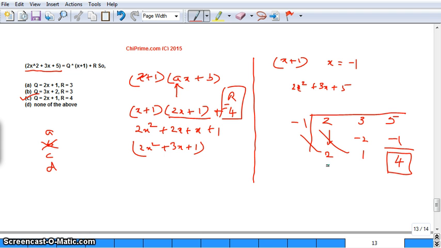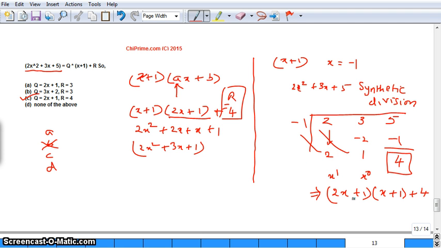4 is our remainder. And then here, this is x to the 0. This is x to the 1. So 2x plus 1 is the quotient, and 4 is the remainder. The divisor is x plus 1. So there you have it. This is an analytical way, using synthetic division, of obtaining the same solution.